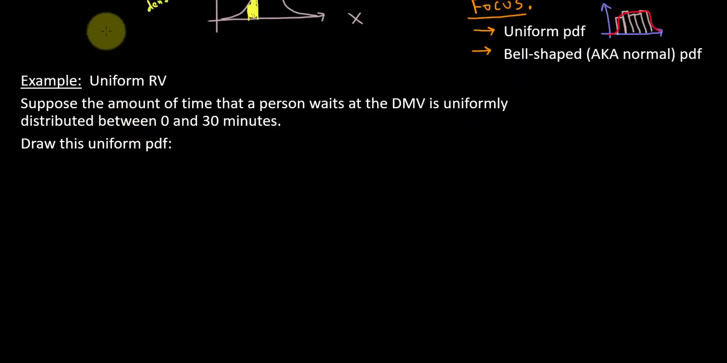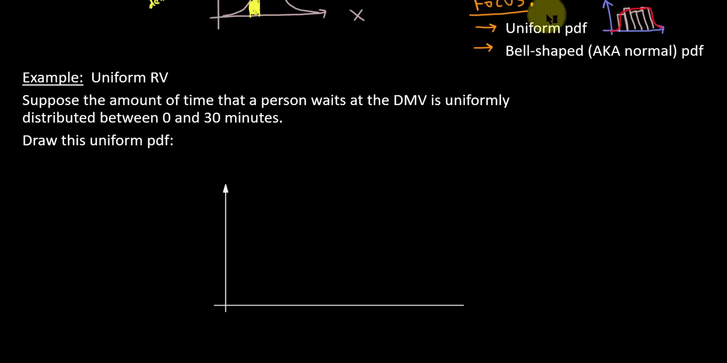All right, let's take a gander at this example. Suppose the amount of time that a person waits at the DMV, Department of Motor Vehicles, is uniformly distributed between 0 and 30 minutes. Okay, we're going to draw this uniform probability density function.